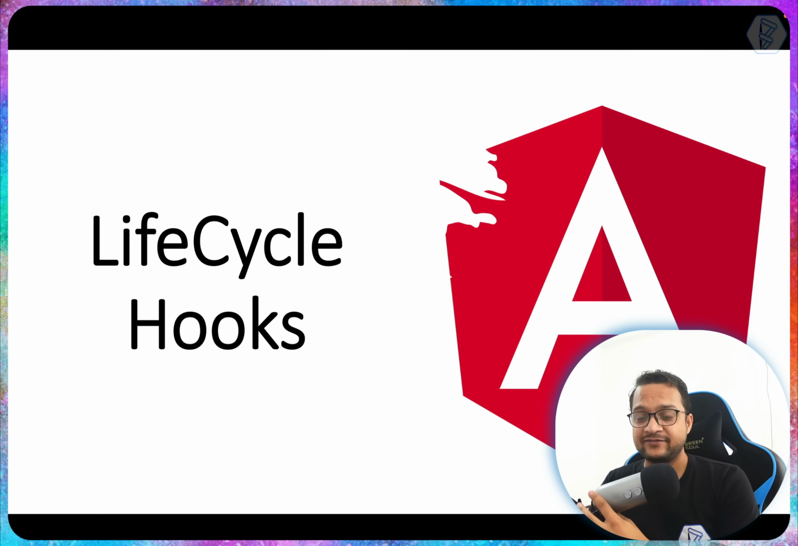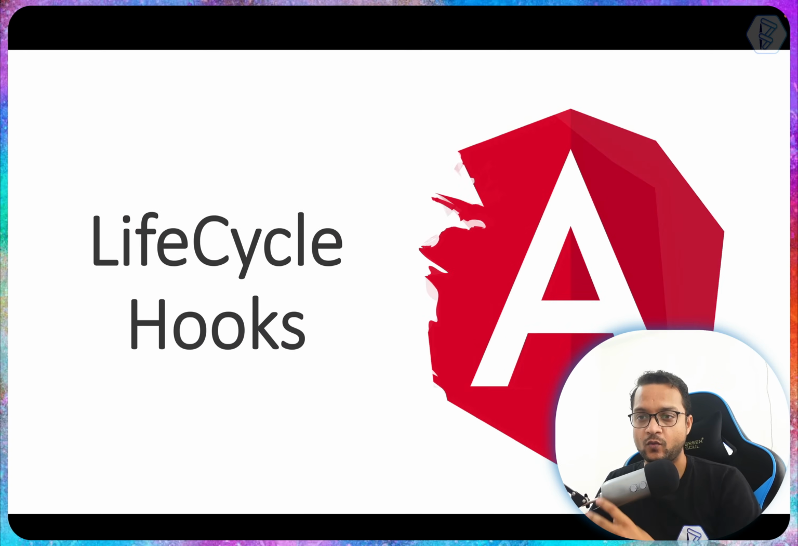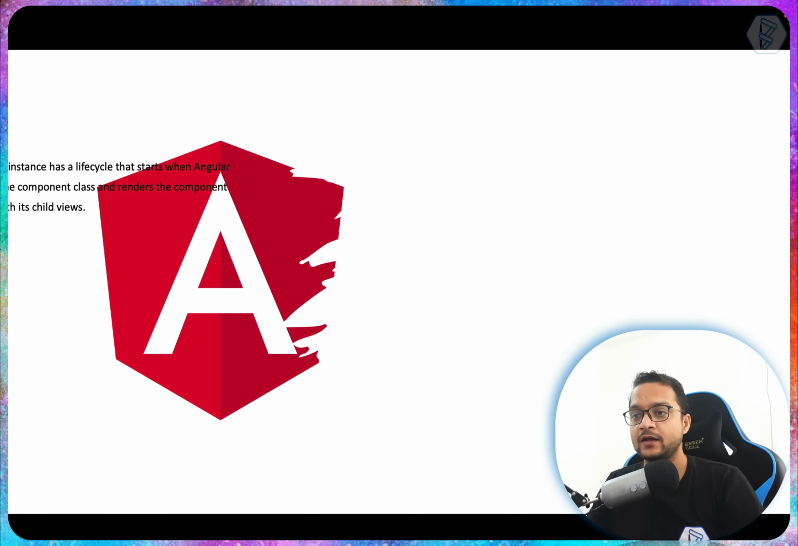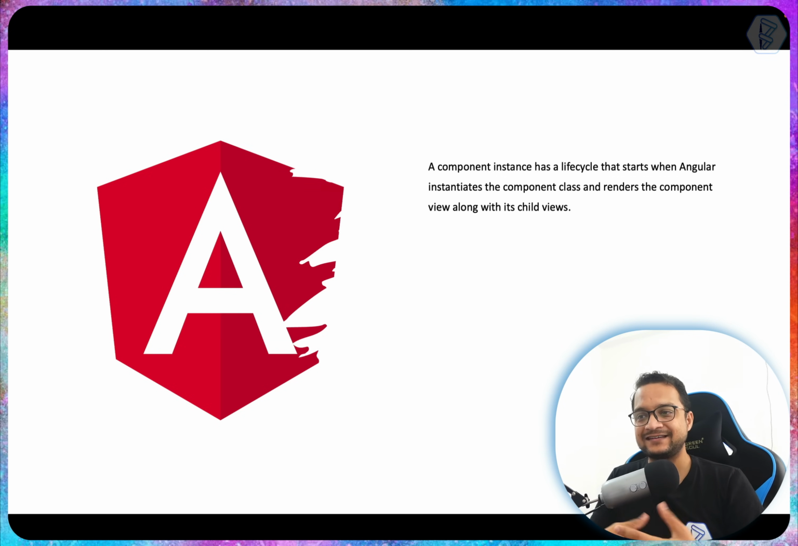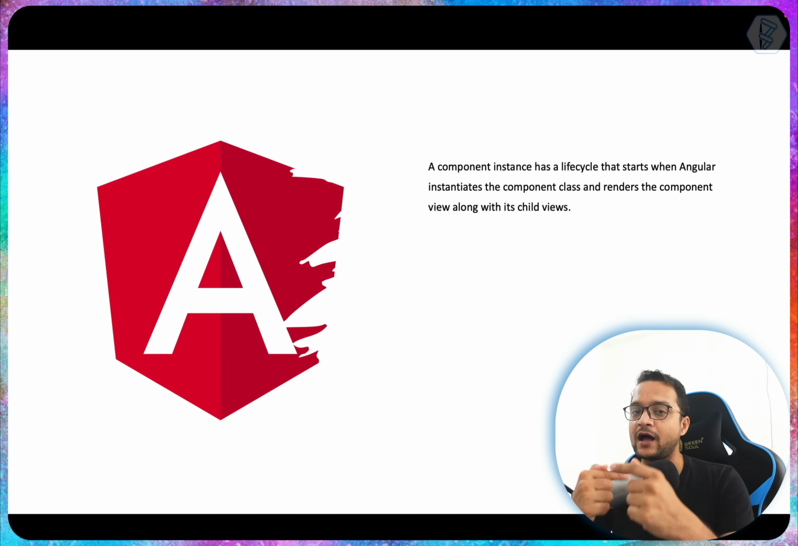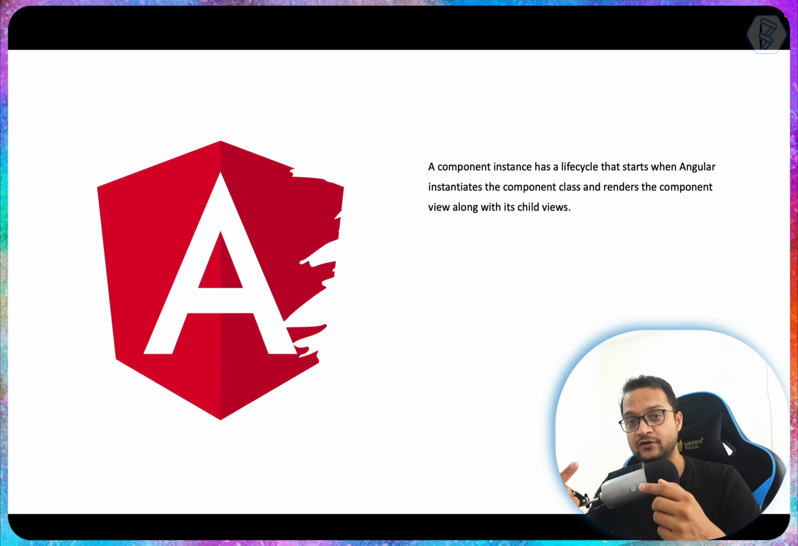Let's talk about the lifecycle hooks in Angular. So what are lifecycle hooks? In Angular, a component instance has a life cycle that starts when Angular instantiates a component class and renders the component view along with its child view. So basically, Angular says that whenever you create a new class of the component, after that it loads the template, it loads the child component. So at every step you can have a hook.